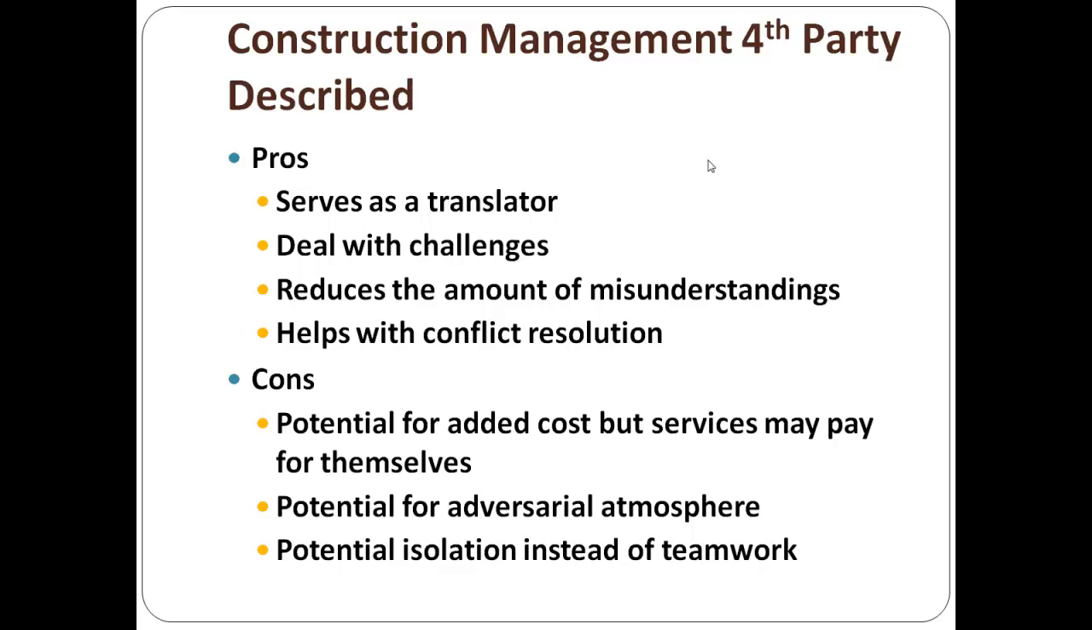Potential for isolation instead of teamwork. In other words, if the fourth-party construction manager wants to hinder or restrict the input or the communication of the architect and the builder with you, the church, because he wants them to go through him and everything is filtered through him, that can really cause problems, and you don't want that to happen.